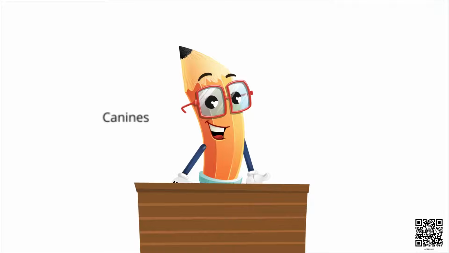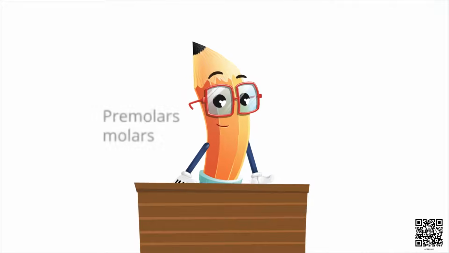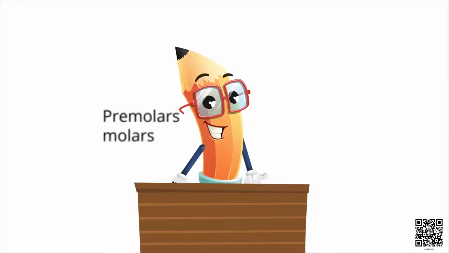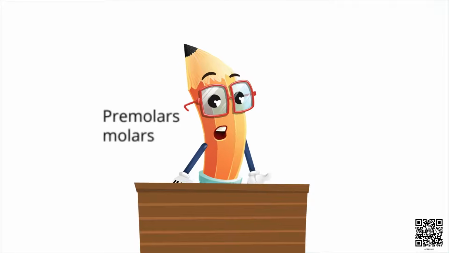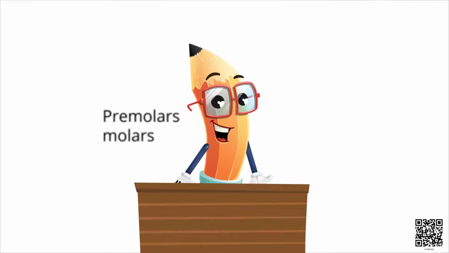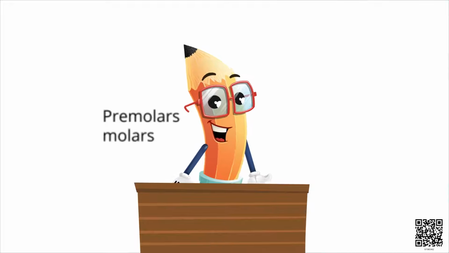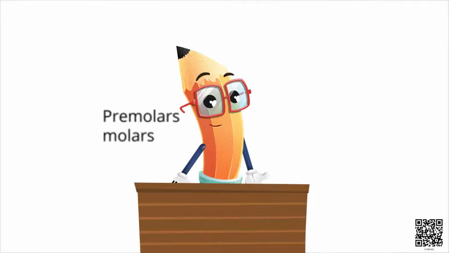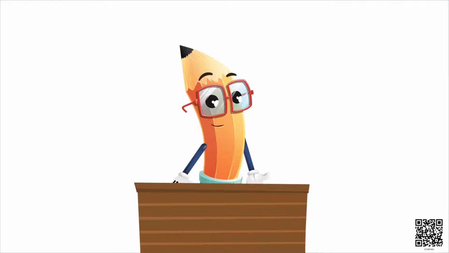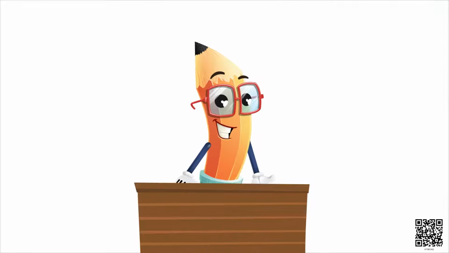After this, the teeth which help in chewing are premolars and molars. Premolars are eight in number, four in the lower jaw and four in the upper jaw. And molars are 12 in number, six in the lower jaw and six in the upper jaw. All these teeth together help in chewing the food properly.